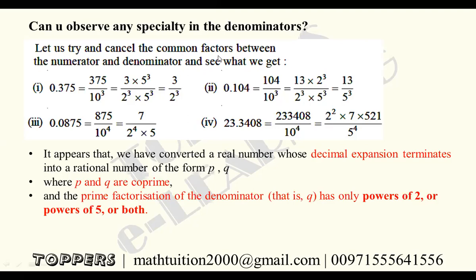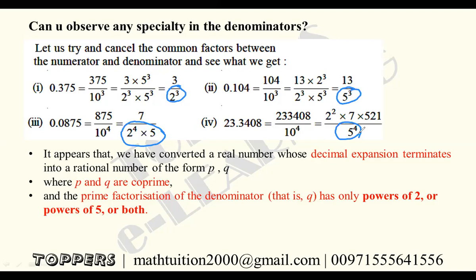Here our denominator is 2 raised to 3. Here denominator 5 raised to 3. Here denominator 2 raised to 4 into 5 raised to 1. Here denominator 5 raised to 4. So what have we done? We have taken a decimal number with terminating decimal expansion and converted it into rational standard form. And the denominator we changed into powers of 10. Then we prime factorized numerator and denominator and simplified.